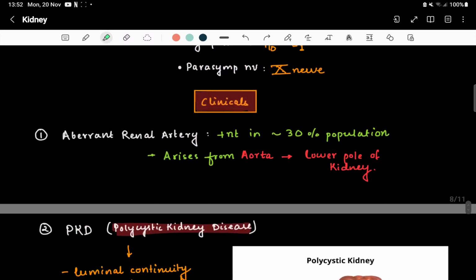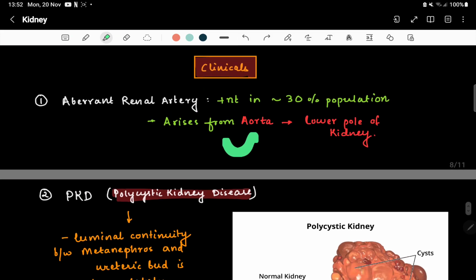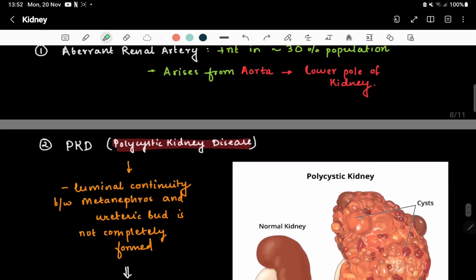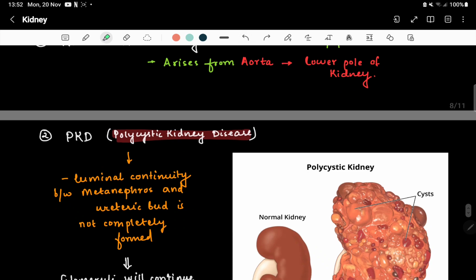Talking about the clinicals, an aberrant renal artery is present in 30% of the population. It arises from the aorta and supplies the lower pole of the kidney. So this lower segment is sometimes supplied by the aberrant renal artery. Then we have polycystic kidney disease.